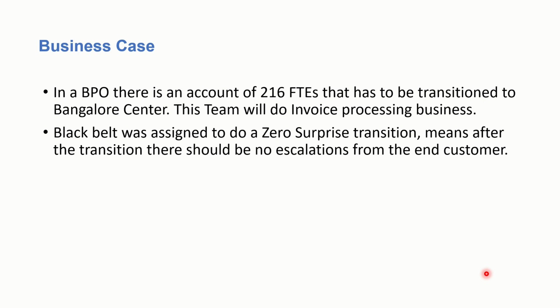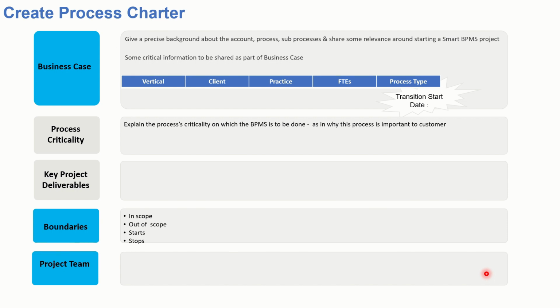Black Belt was assigned to do a zero surprise transition, meaning after the transition, there should not be any escalations from the end customer. Create a project charter, the first step. So, business case has to be defined. Give a precise background about the account, process, sub process, and share some relevance around starting a small BPMS project.